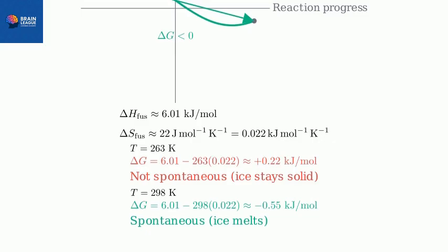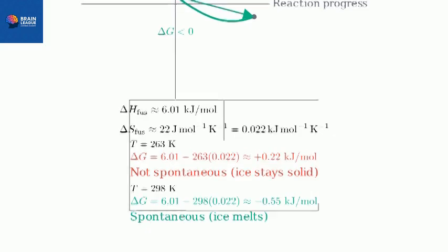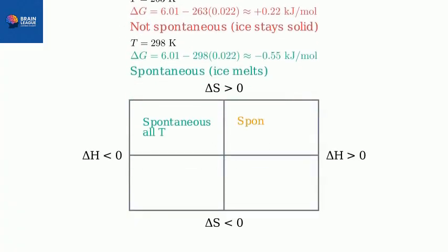4 fast predictions. Remember this sign chart at constant temperature and pressure. If delta H is negative and delta S is positive, it's spontaneous at all temperatures. If delta H is positive and delta S is negative, it's never spontaneous. If both are negative, it is spontaneous at low temperatures. If both are positive, it is spontaneous at high temperatures.